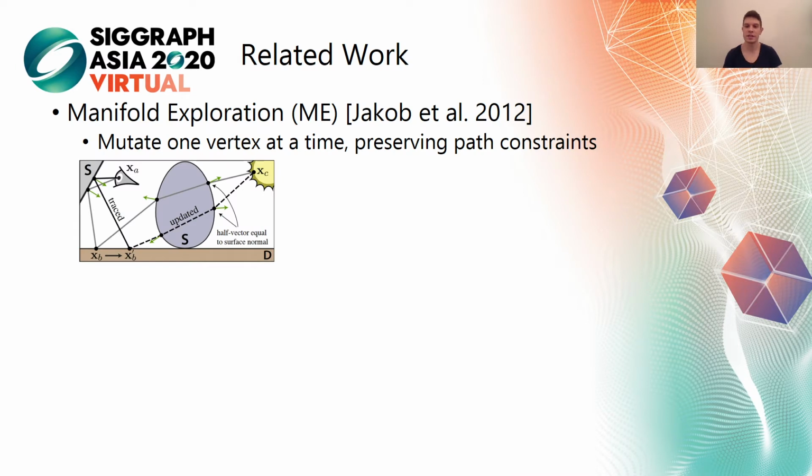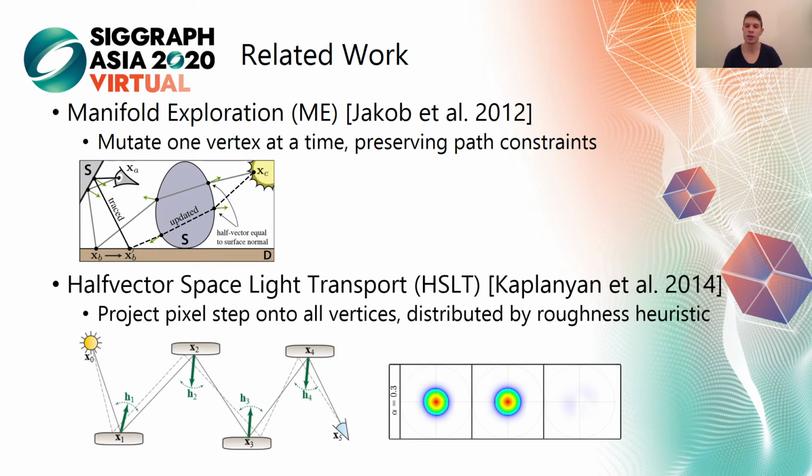Our approach draws on ideas introduced in manifold exploration by Jakob and Marschner, which allowed new types of path vertices to be mutated efficiently within the constraints imposed by specular reflections or refractions. Our approach also uses results from half-vector space light transport by Kaplanyan et al., which, in contrast to manifold exploration, allows to mutate many constrained vertices at the same time. Also, it introduced the idea of projecting pixel footprints forward onto other vertices to determine good anisotropic distributions for correlated samples. A similar mechanic arises from our analyses, but without a need for a roughness-based distribution heuristic.